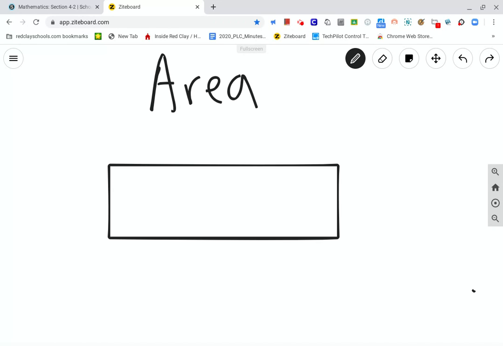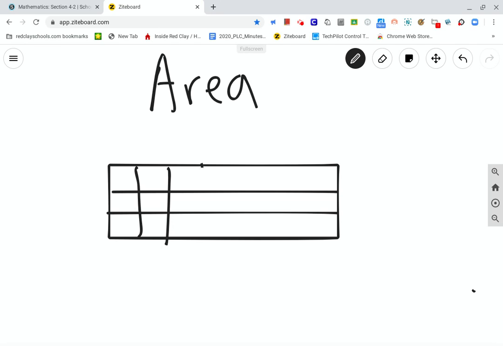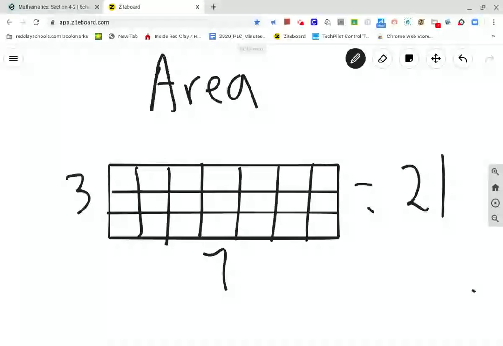So, for instance, if this rectangle had 3 rows, and each row had 1, 2, 3, 4, 5, 6, 7 squares, then I could figure out the area, meaning I would have a width of 3, a length of 7, and that would equal 21 squares inside. And that's the area. Okay?